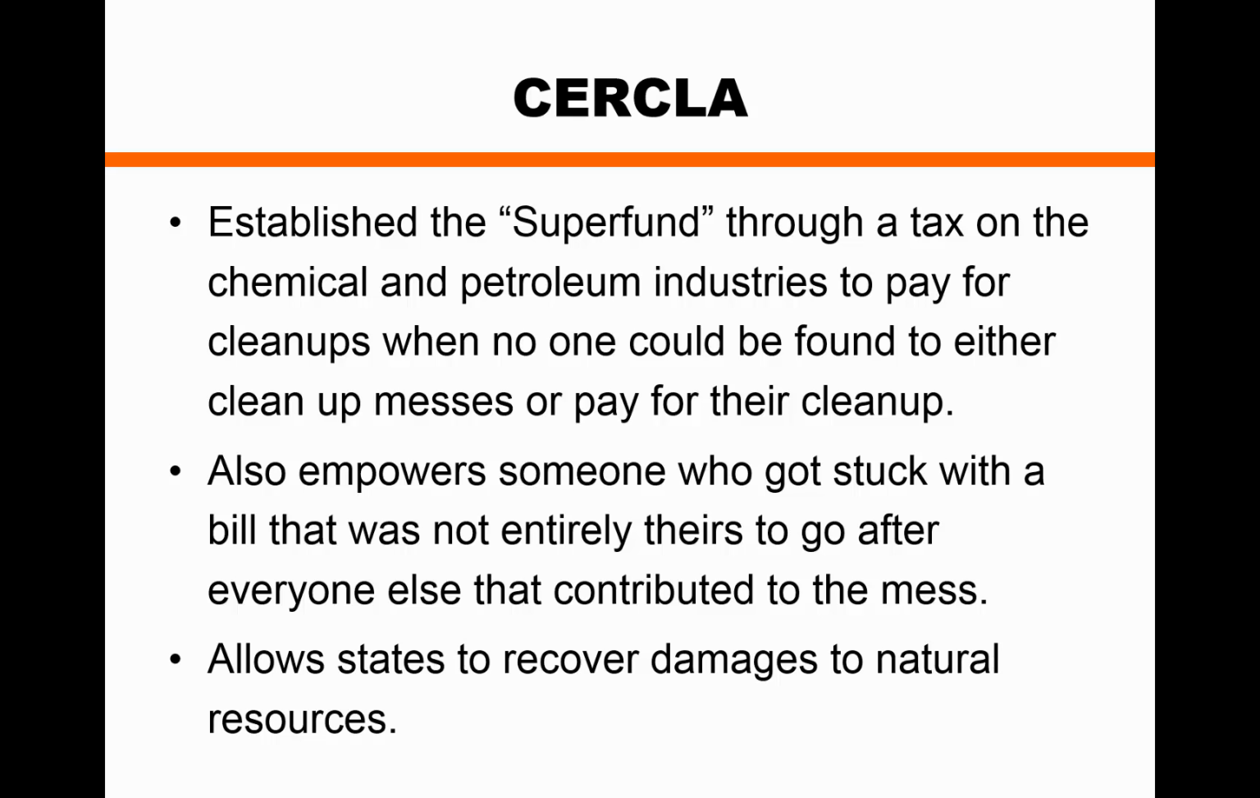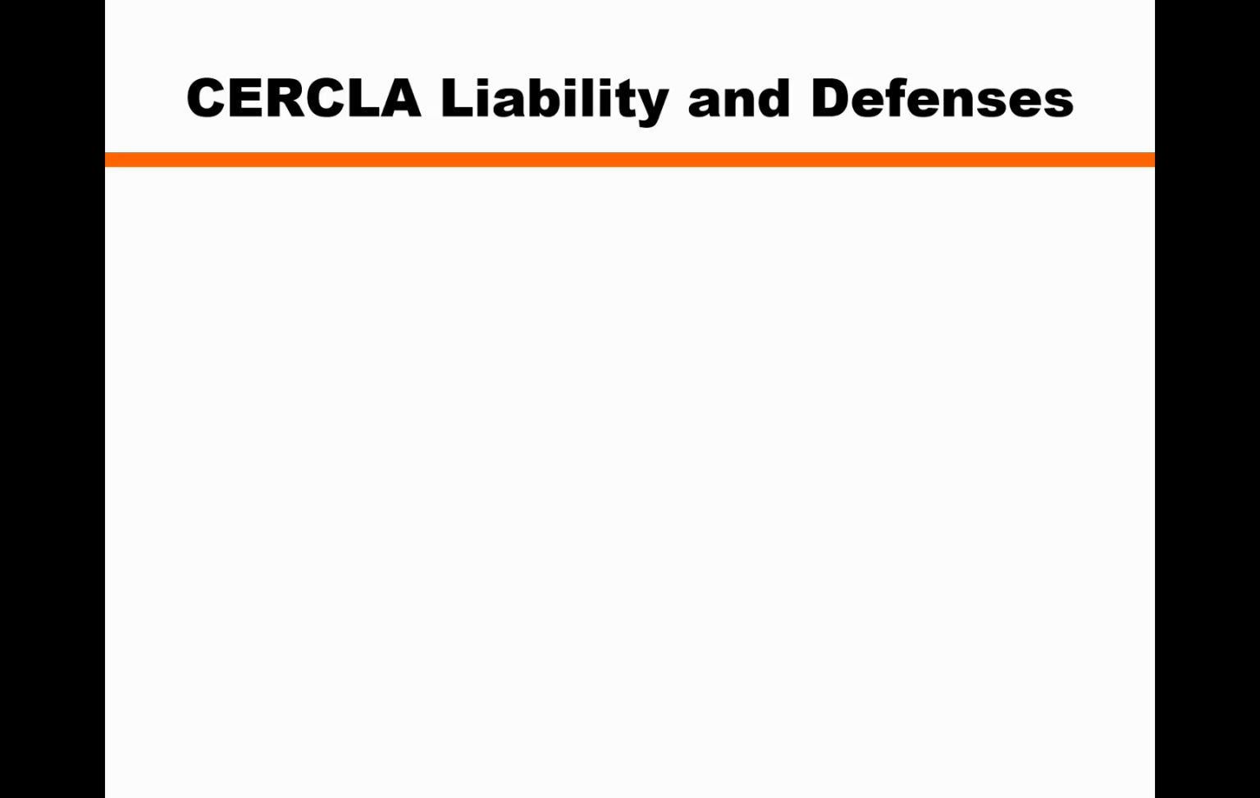Also, CERCLA allows states to recover damages for what we call natural resource damages. It may not be enough that we've cleaned up soil and remediated the chemicals that got into it. If we cause the loss of plant species or animal species and we have to repopulate them, those would be considered natural resource damages. Those are compensable under the Act as well.